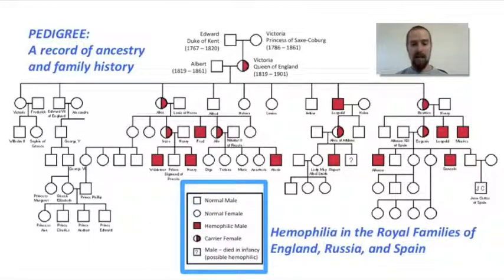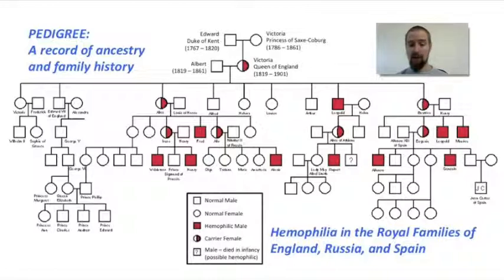This key shows us how to interpret this pedigree. Squares are males and circles are females. Red indicates the presence of the recessive haemophilia allele. Half-colored circles represent female carriers of the allele, and fully colored squares represent males with haemophilia. The squares with question marks are males who died in infancy, possibly because they had haemophilia, but that's not entirely clear.